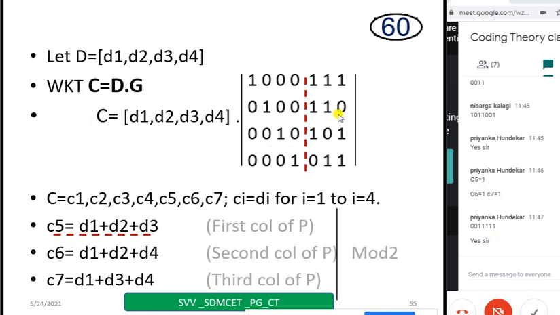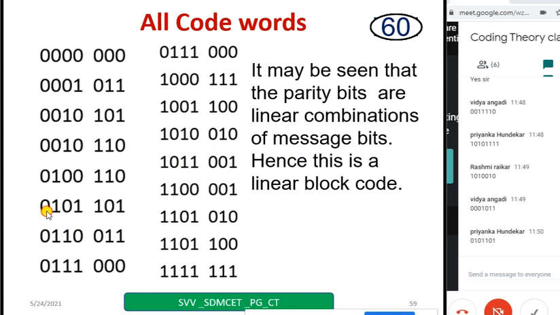I think Priyanka had a doubt. We had a discussion, and now she got the idea of how to multiply. Simply multiply D1 into this 1, D2 into 1, D3 into 1, D4 into 0. You'll get a 1 bit when you add all. Similarly, you have to do it for this column and this column so that you get the 3 parity bits. I think now Priyanka is getting the correct answer. 0101101. Yes, Priyanka, it is correct.